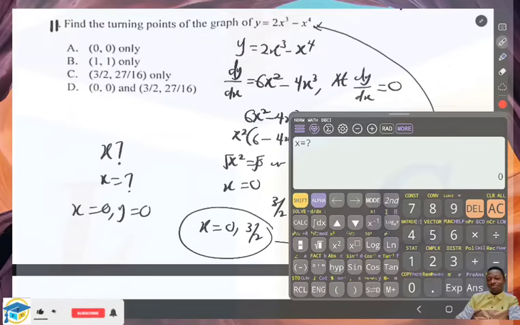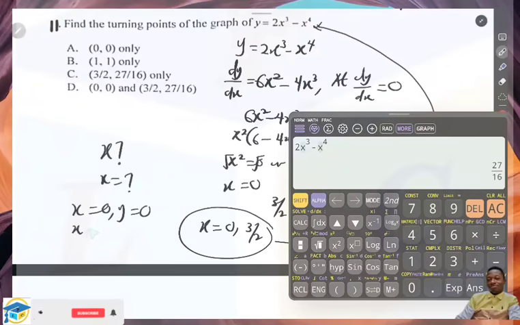In the same solve, you don't clear anything from your calculator. I just press solve, and we want to solve for 3 over 2. So we have 3 divided by 2, and I press the equal sign. I'm getting 1 point something. In fraction form, you should get 27 over 16. So when x is equal to 3 over 2, y is equal to 27 over 16.